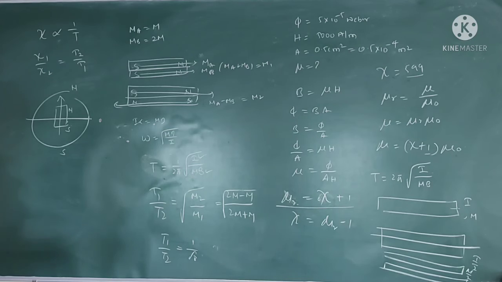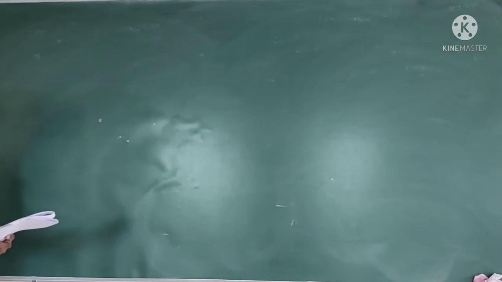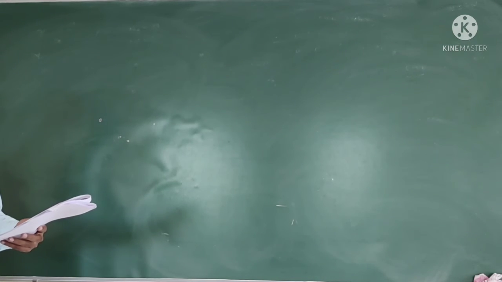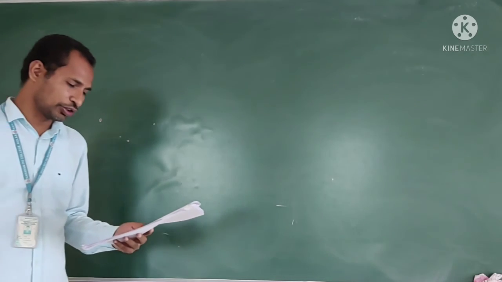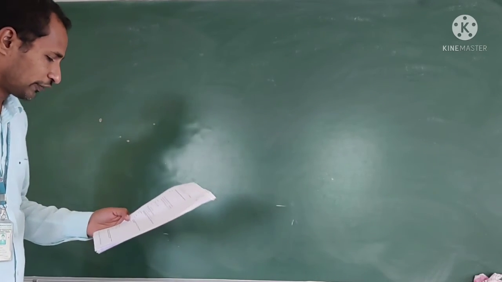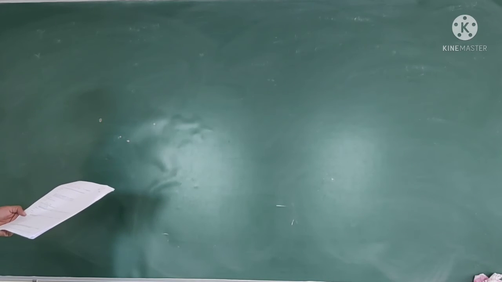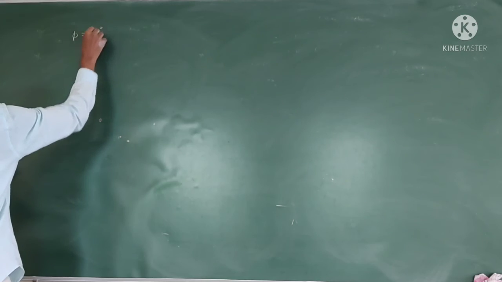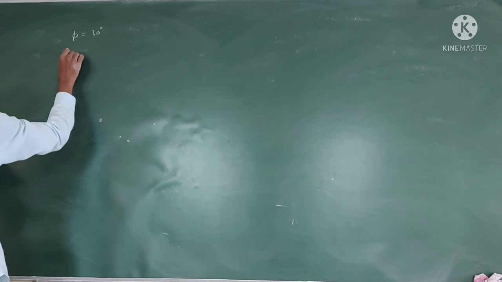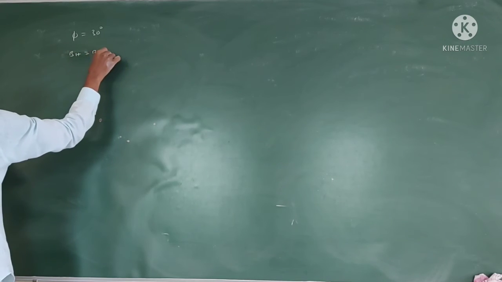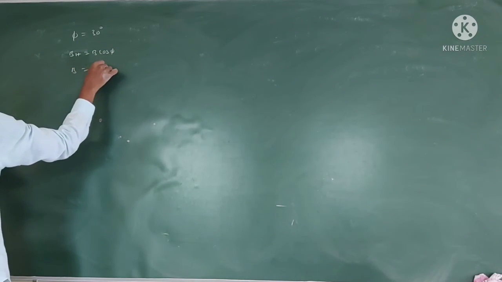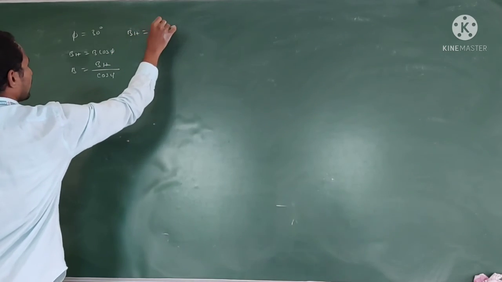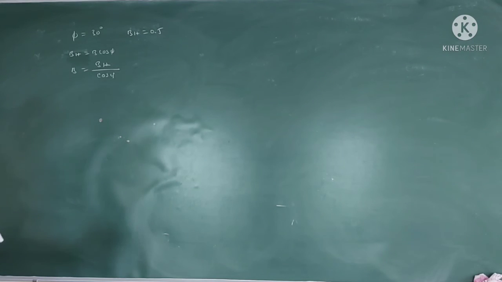Next, 8th one. At a certain place, the angle of dip is 30 degree and the horizontal component of Earth's magnetic field is 0.5 oersted. What is the total magnetic field? Clear. So dip angle phi is 30 degree. Horizontal component BH is equal to B cos phi. They are asking B, so B is BH by cos phi. BH is already given as 0.5, directly substitute and you will get the answer.